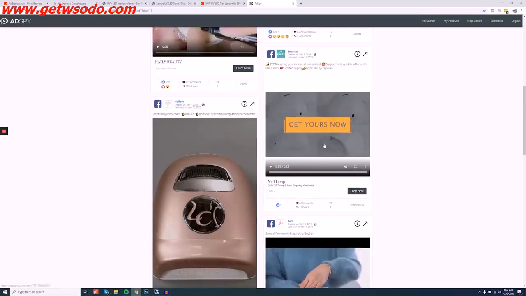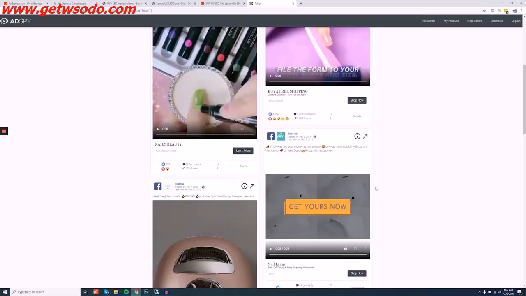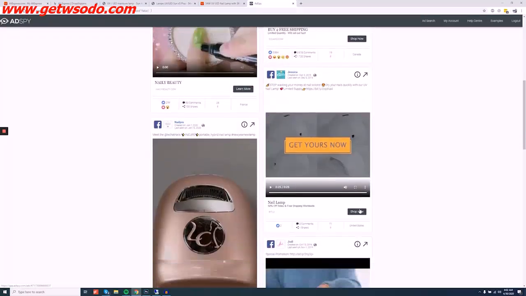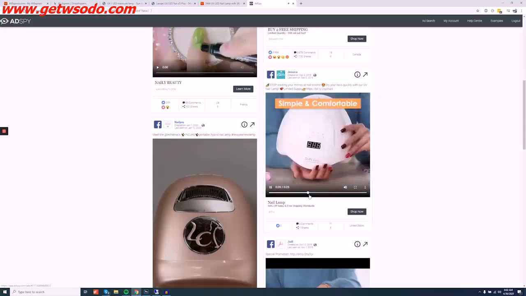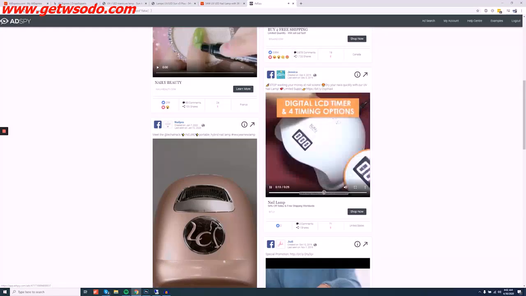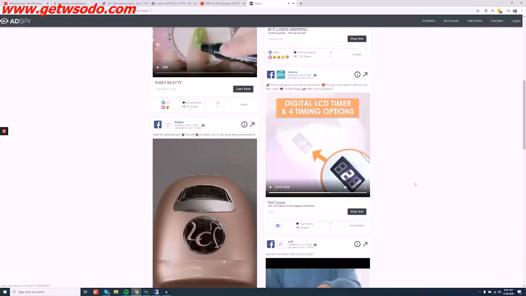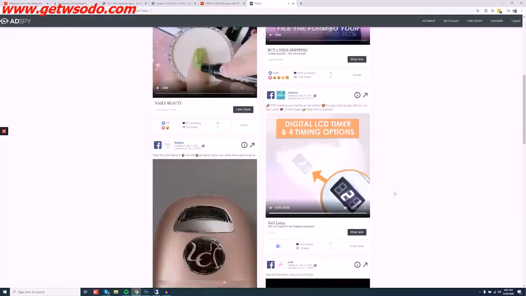Now I think their marketing angle could definitely be a lot better, because when it comes to these types of products where you can save your time, getting into the specific details about the technicalities of the product doesn't really do the product justice when it comes to selling. Like "90 seconds or less, simple and comfortable." People already know it's simple and comfortable. You don't have to tell them how easy it is to use because you're already selling a product that's going to save them time. So I feel like it's all unnecessary information, like digital LCD timer and 4 timing options. People don't really care that there's 4 timing options or that there's an LCD timer.